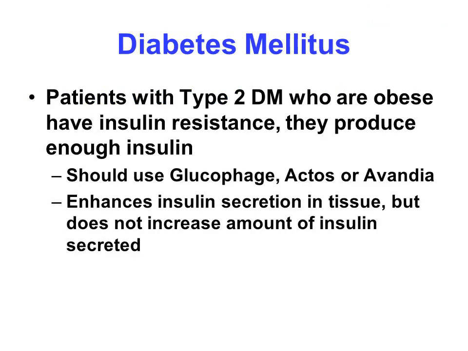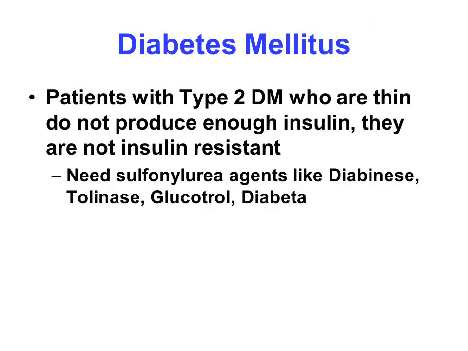Diabetes mellitus. Patients with type 2 DM who are obese have insulin resistance, they produce enough insulin. Should use Glucophage, Actos or Avandia. Enhances insulin sensitivity in tissue, but does not increase amount of insulin secreted. Patients with type 2 DM who are thin do not produce enough insulin, they are not insulin resistant. Need sulfonylurea agents like Diabinese, Diabeta, Glucotrol.